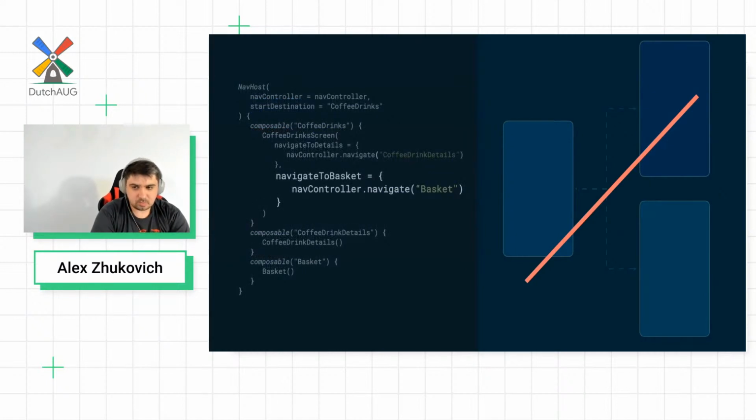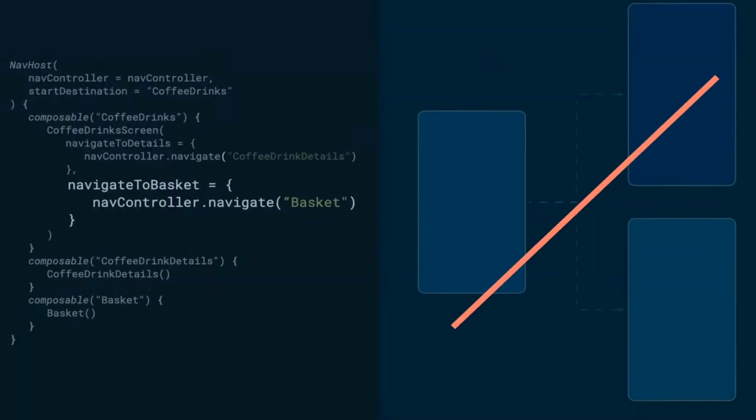So here we also show how we can navigate, how we can start any navigation action. Here we need to use the navigation controller and .navigate, and we can add a route to our final destination.